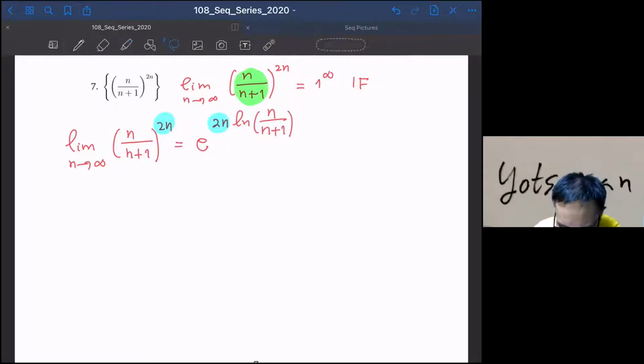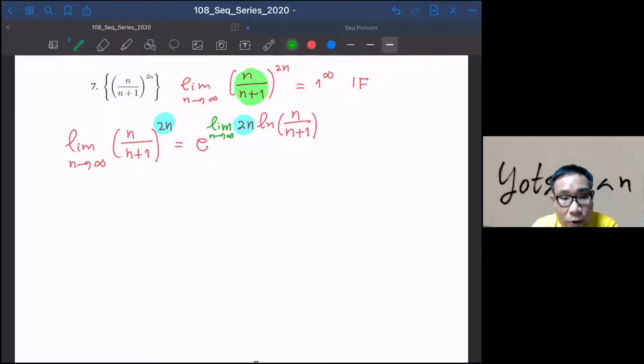You're going to find the limit of the exponent here. So it's going to be e to this limit, e to the limit of 2n times log of n over n plus 1. And we're going to try to find this limit, the limit as n goes to infinity.